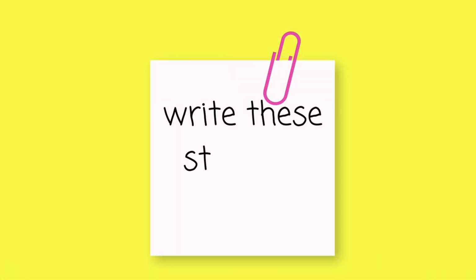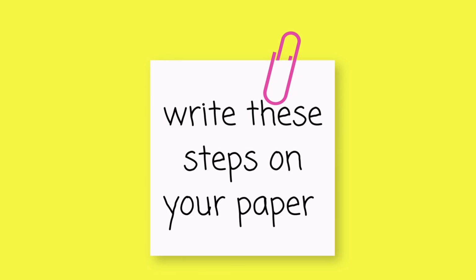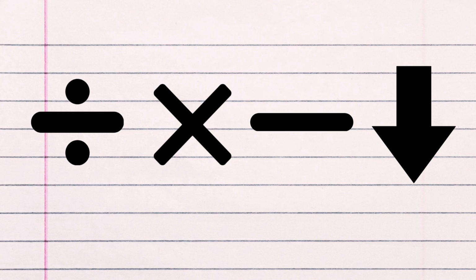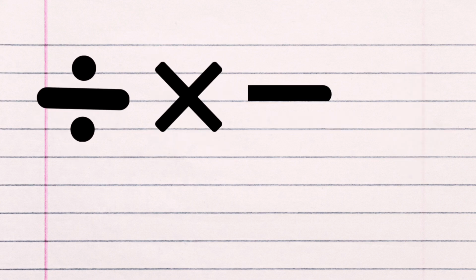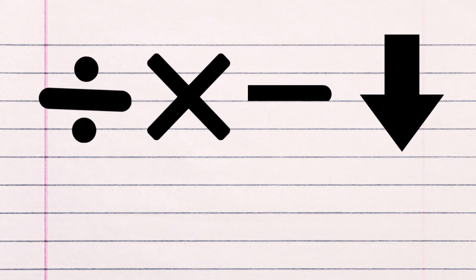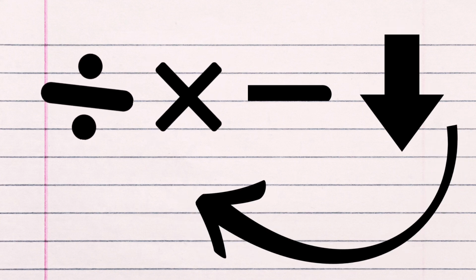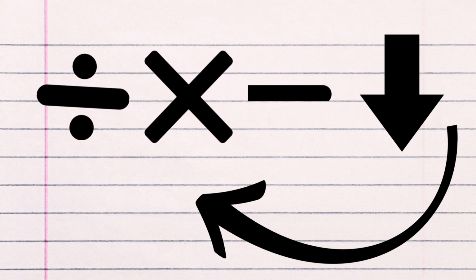When you are completing a long division question, write these 4 symbols on the top of your page. Divide, multiply, subtract, down arrow. There's a fun, catchy song for this as well. Divide, multiply, and subtract. Bring it on down and bring it on back. Now let's use these steps to figure out how I can divide these cupcakes by 2.